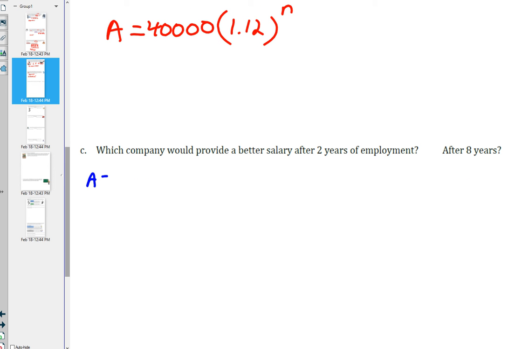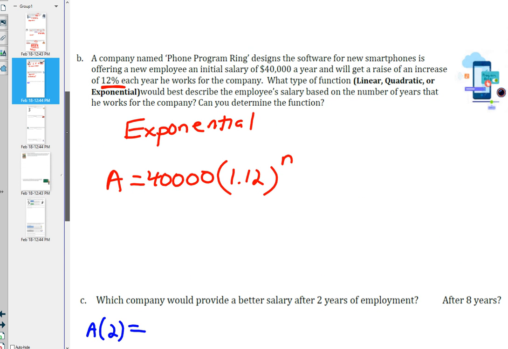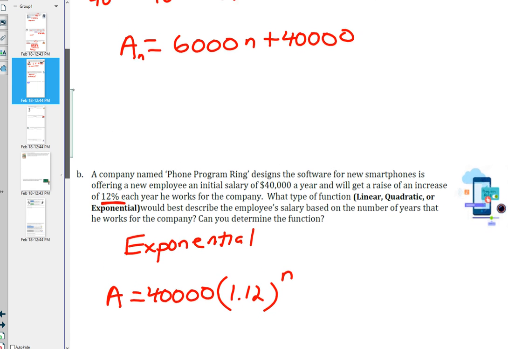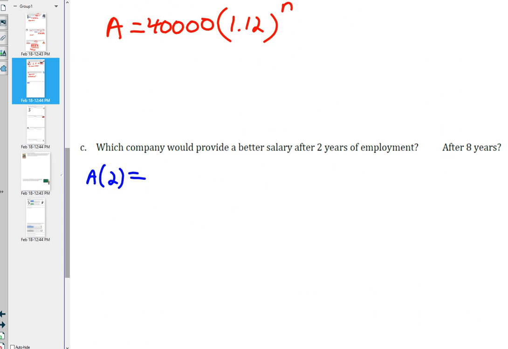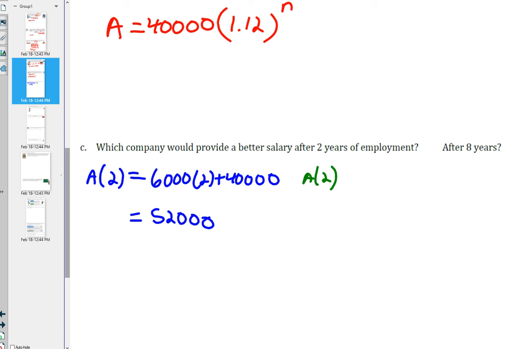Let's do the first one, and let's do A at 2. So first one is 6,000 times 2, plus 40,000. Gonna end up being 52,000. Second company after 2 years is gonna be 40,000 times 1.12 to the second power.